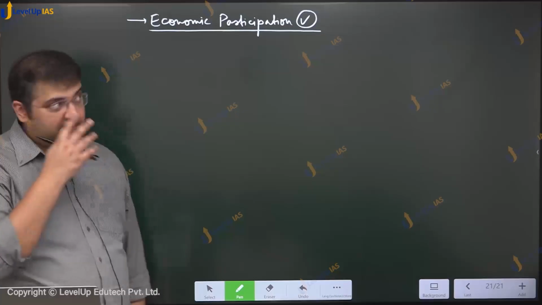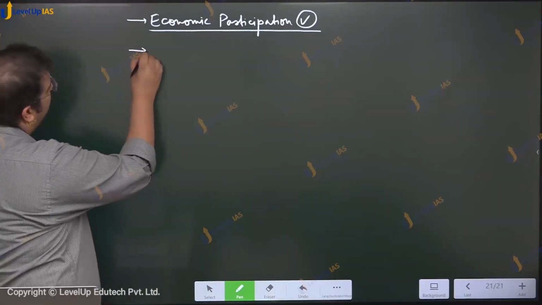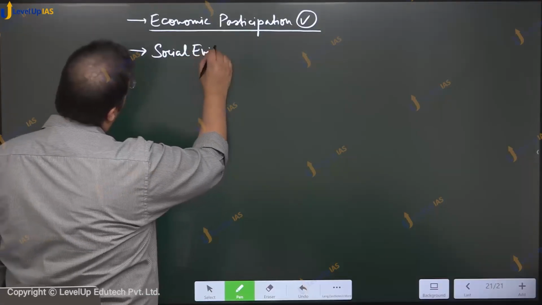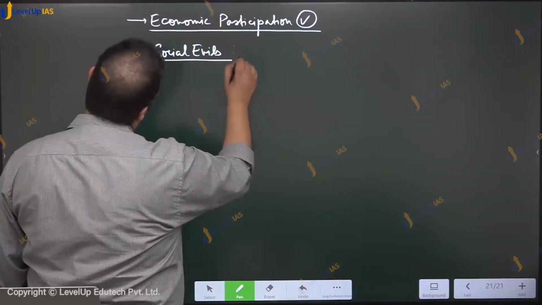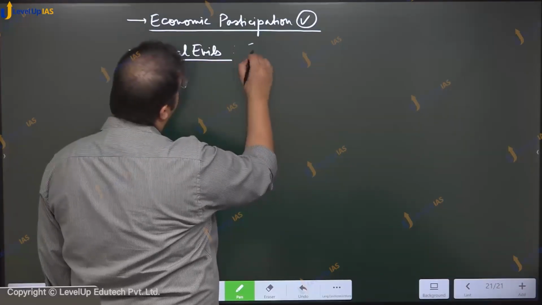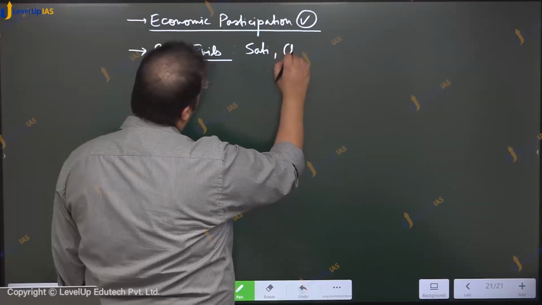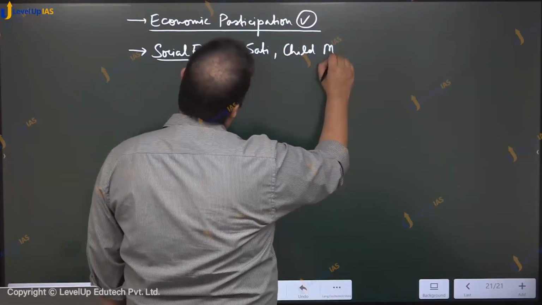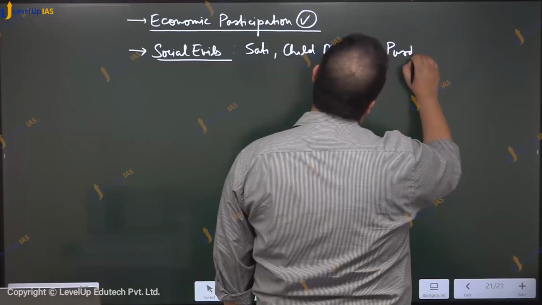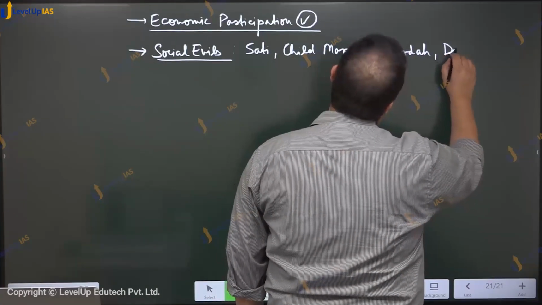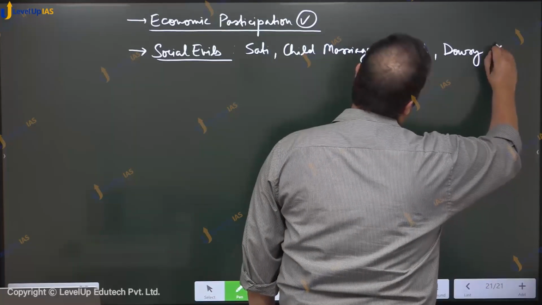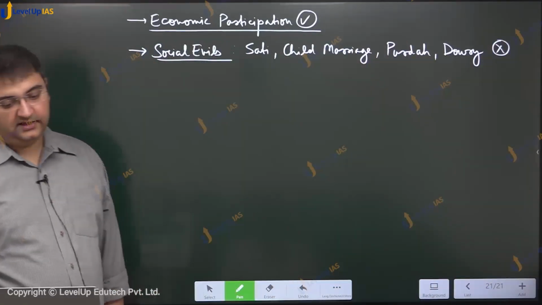Right? Further, modern social evils such as, let's say, sati or child marriage or parda or dowry, etc., none of them existed in the early Vedic age.